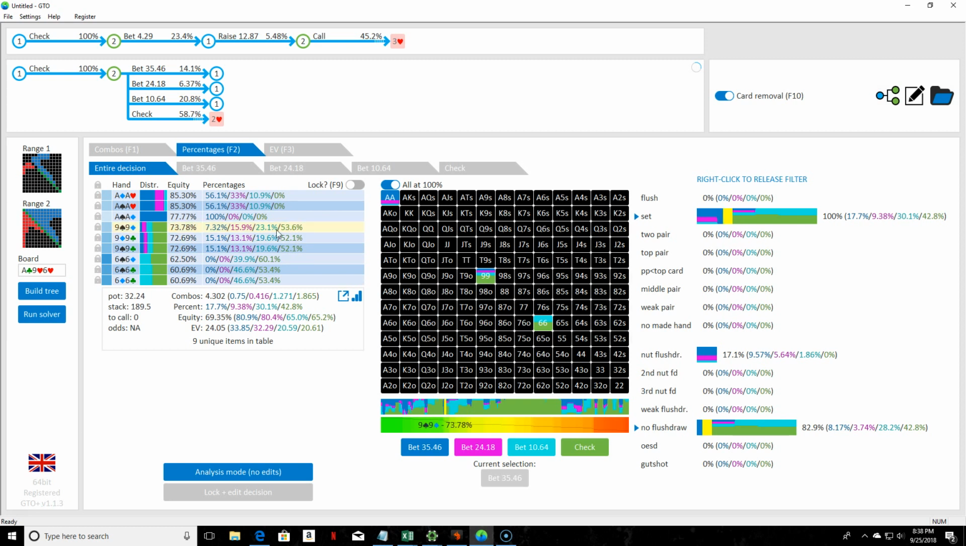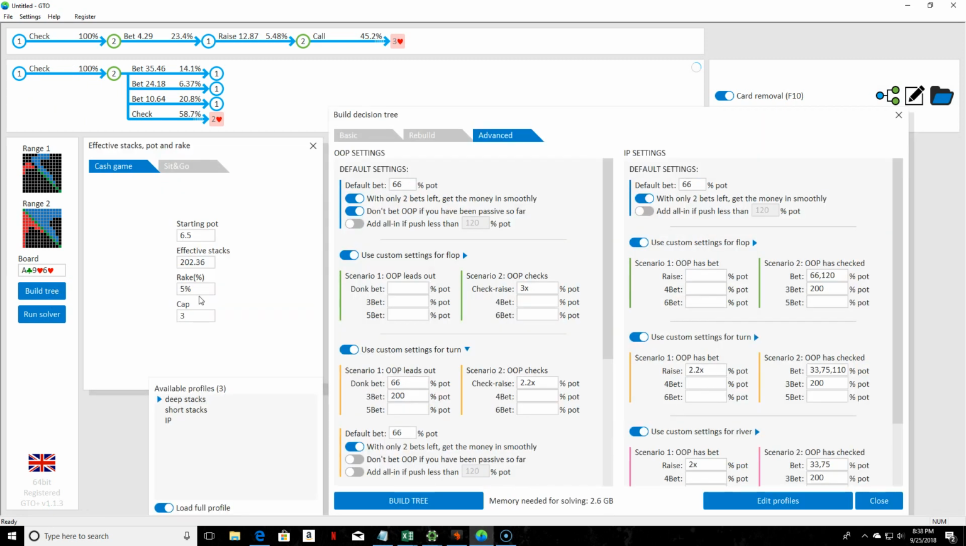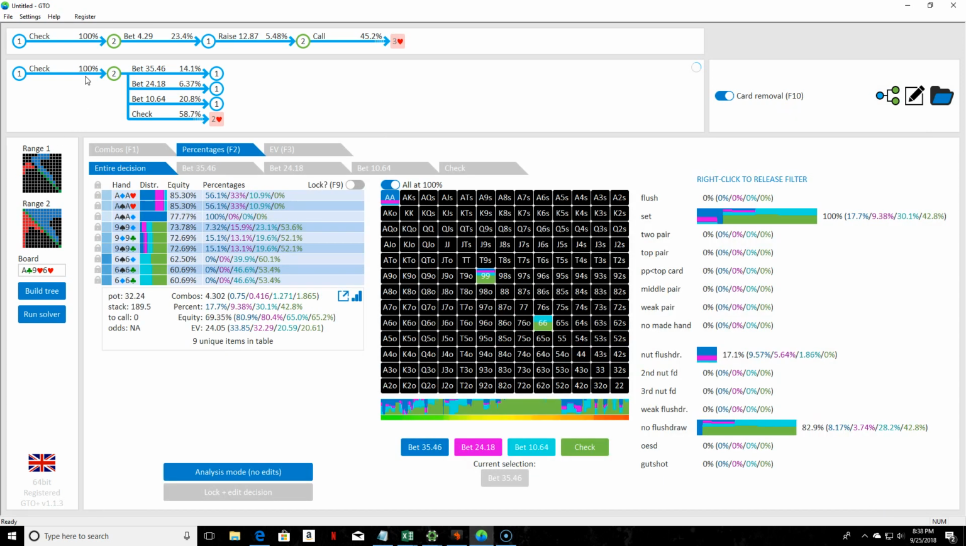I must have messed something up here for the villain to be betting. I could have sworn I set up a donk bet percentage. Pretty sure I did. Let's see, when I click on build tree just real quick. Yeah, I did. I set up a donk bet percentage. I'm not sure why that didn't come out correctly, that he still checks even after he raises. He doesn't want to continue betting.